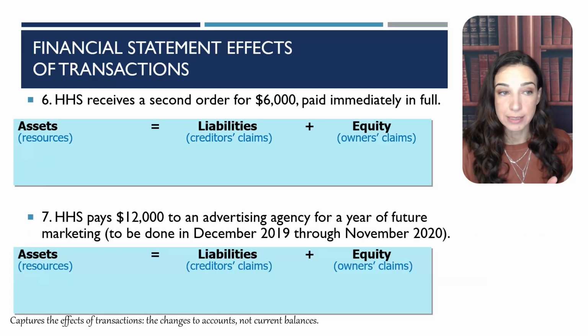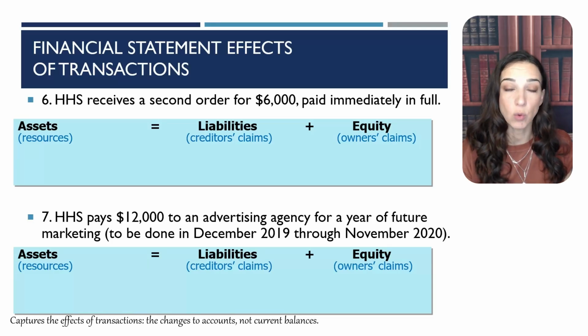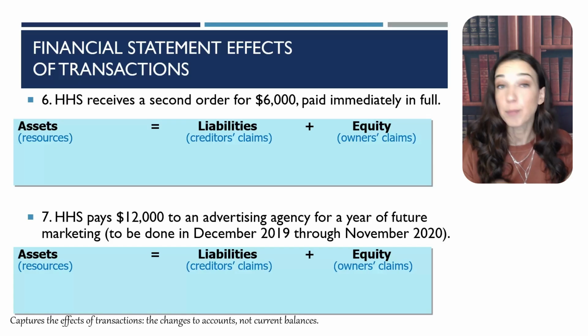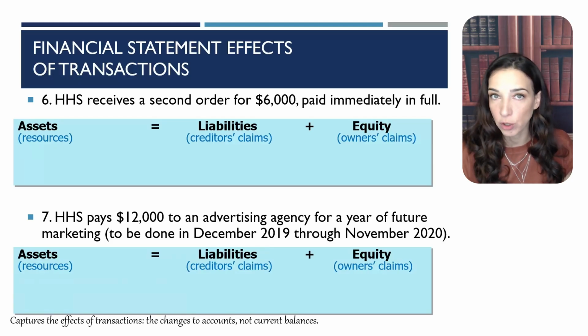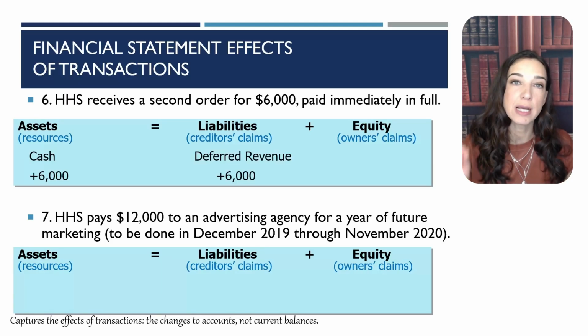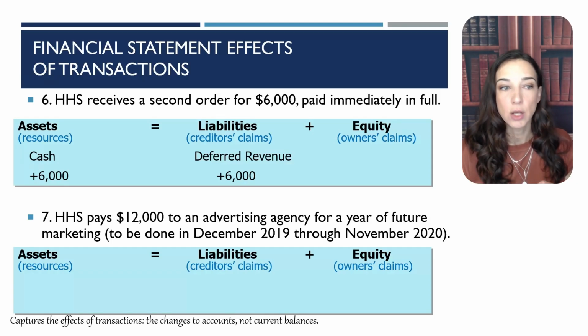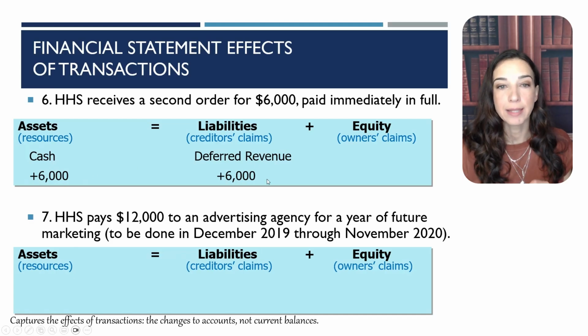In contrast, let's say that they receive another order from a different customer, and that second order for $6,000 is paid immediately in full. So the customer says, here's $6,000, please deliver to me inventory in the future. Is the company going to record the second order? Yes, the difference is because someone did do something. The customer gave us $6,000, so we record that cash came in for $6,000. And on the liability side, we have deferred revenue.